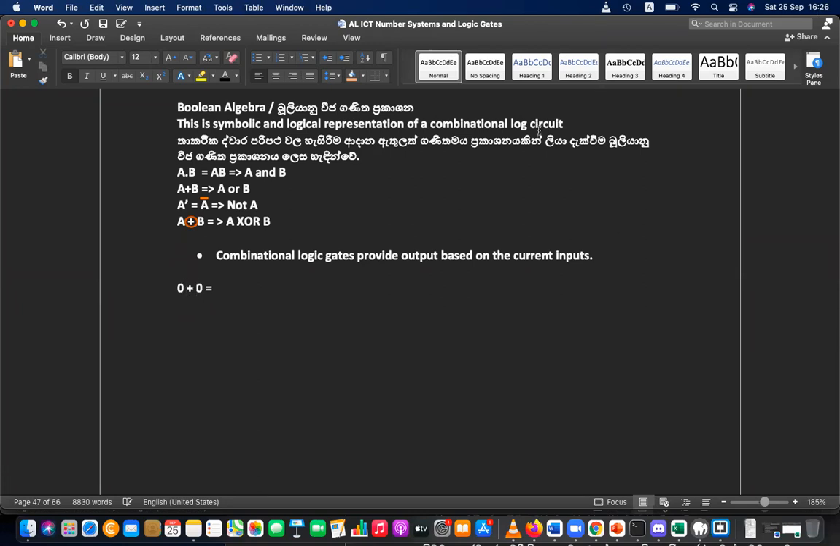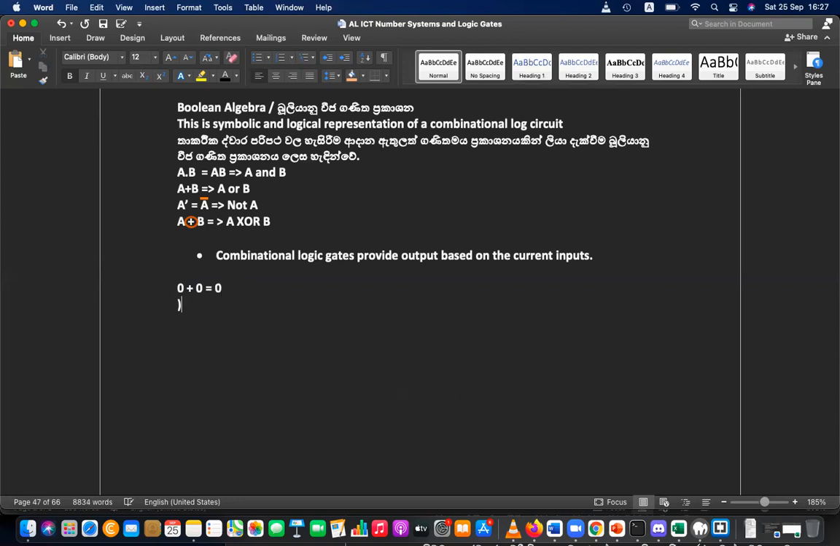Yes, 0 OR 0. What is the output? The first input is 0 and the second input is 0. The gate is OR. Then what is the output? Did you understand what I was telling? There are two inputs, 0 and the second input is also 0, through an OR gate. And what is the output? 0. Simple. It is 0.